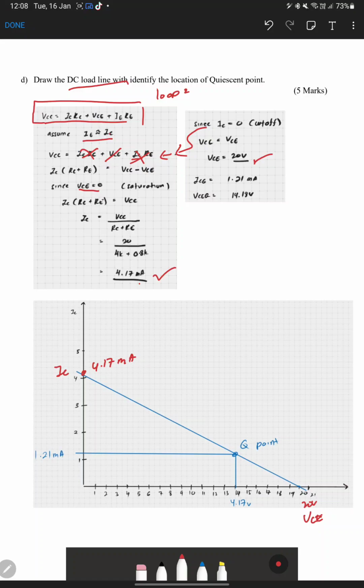And then by taking the value of Q point, we have Q point is ICQ and VCEQ. So ICQ that we've already calculated is 1.21 milliampere. So you just drag from here to this point, and VCEQ that we already calculated from the previous question is 14.18. So you just drag up and drag right, and then you get the Q point.